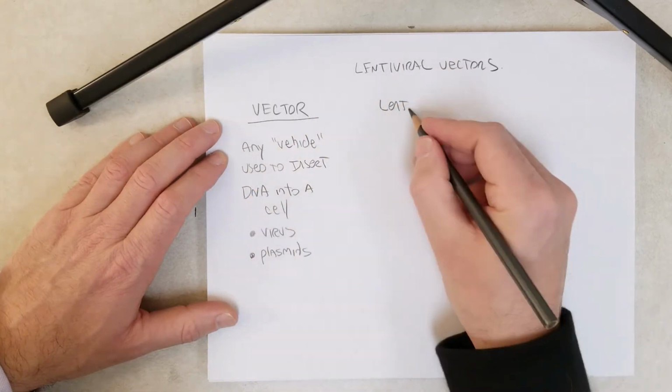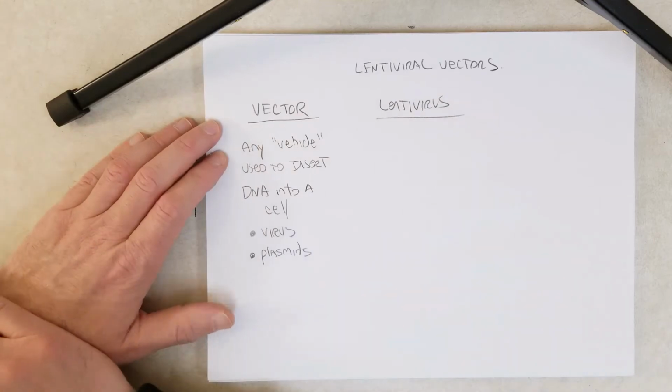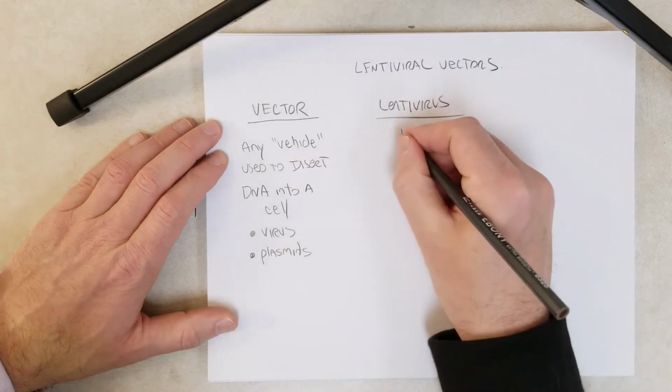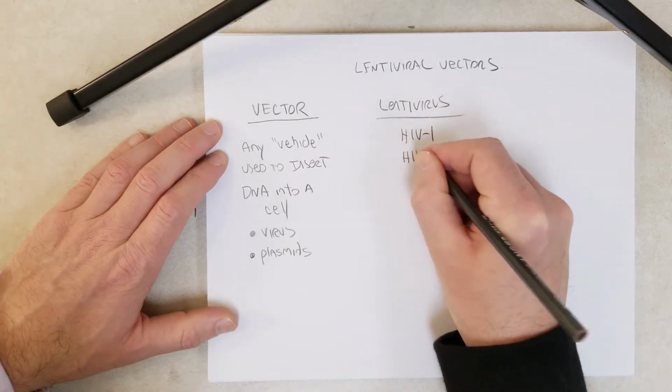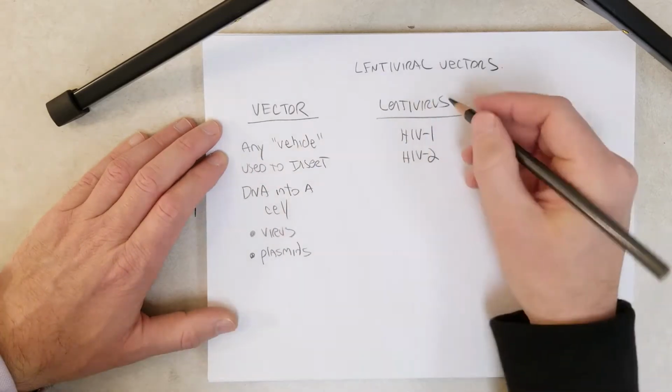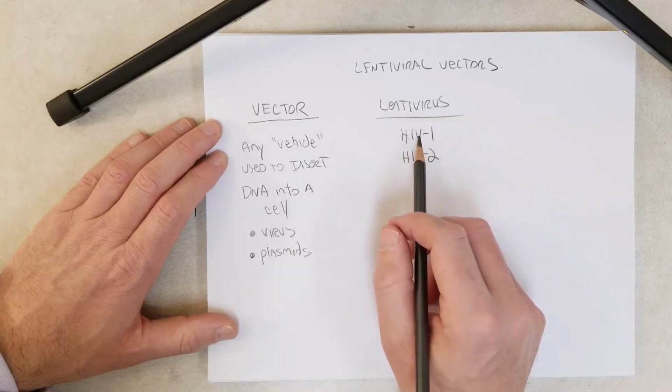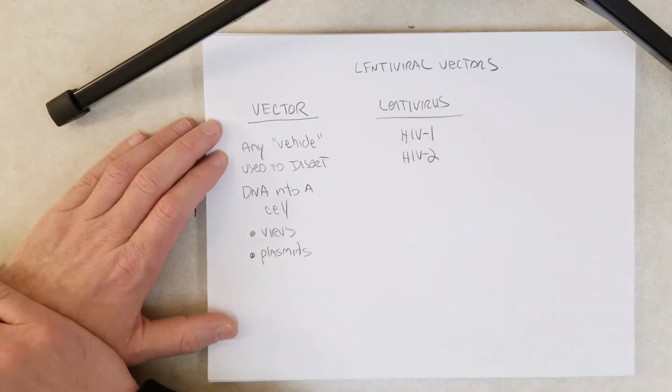Okay, we defined vector. Now, what is a lentivirus? We've covered lentiviruses in the last couple of videos. We covered one in particular, HIV-1. HIV-1 is a lentivirus. HIV-2 is a lentivirus. And I think these are the only two known lentiviruses in humans. There are other lentiviruses in other primates, in other mammals. I think feline immunodeficiency virus is a lentivirus. So there are lots of different lentiviruses. I could be wrong on that. It's not important to memorize that for the quiz.